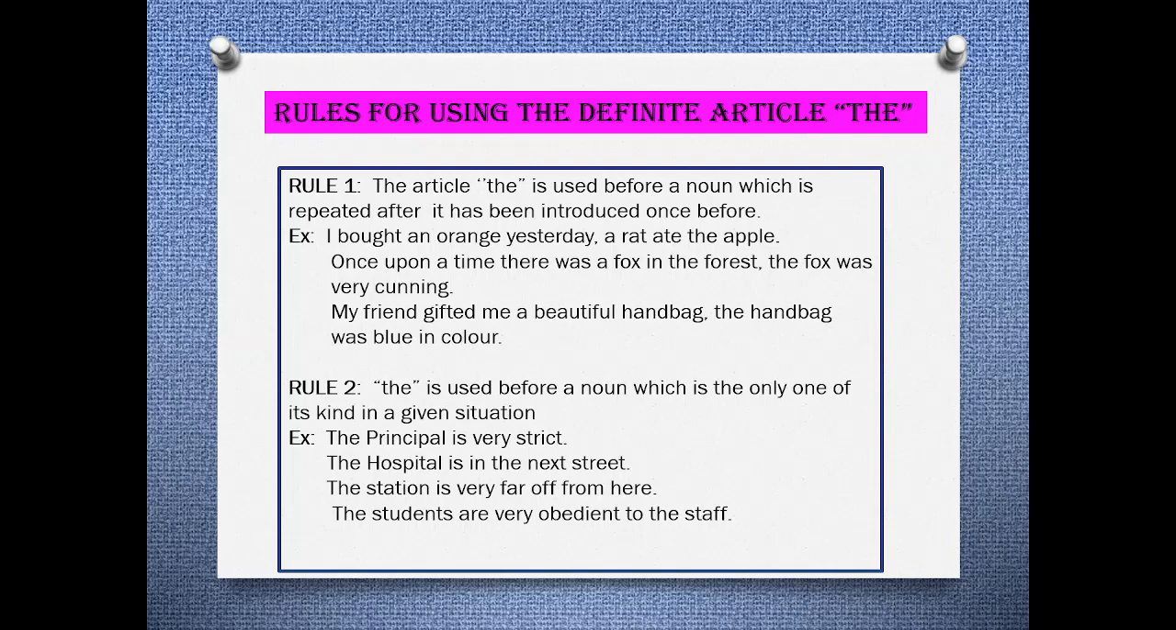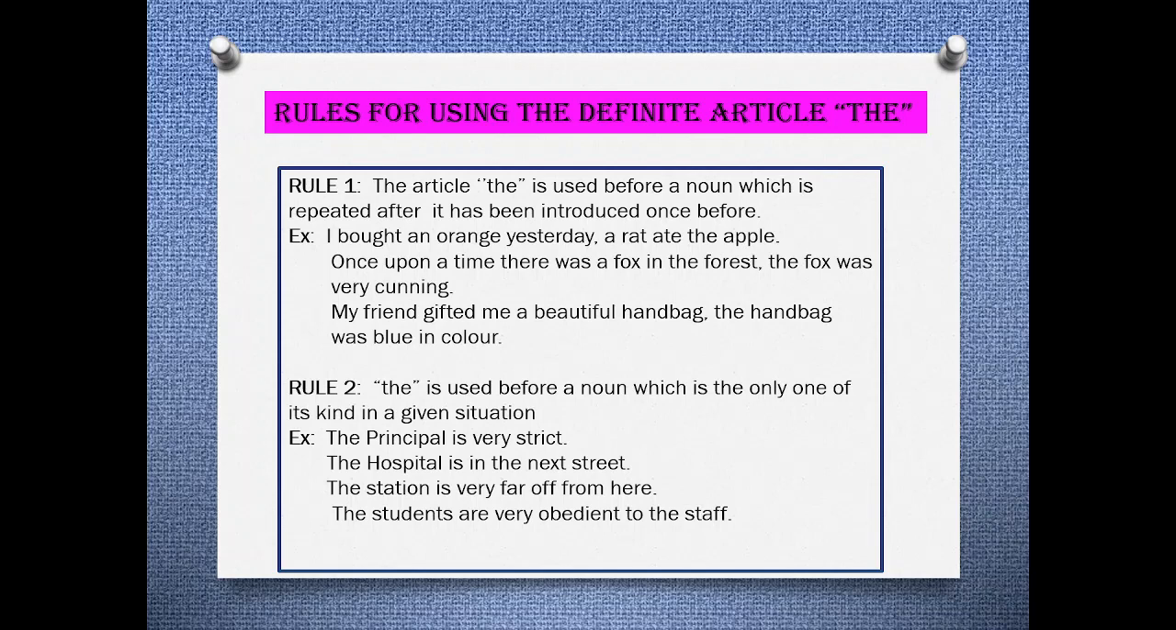My friend gifted me a beautiful handbag. A beautiful handbag. So, the handbag was blue in color. Which handbag are we referring to? We are referring to that handbag which we have mentioned in the previous sentence.